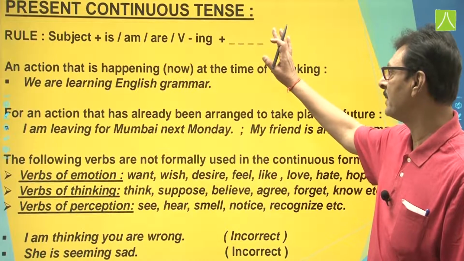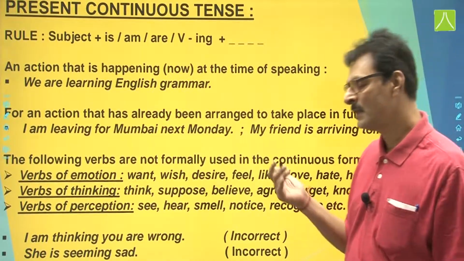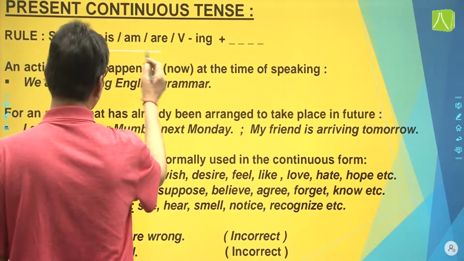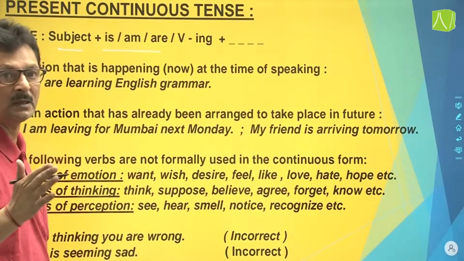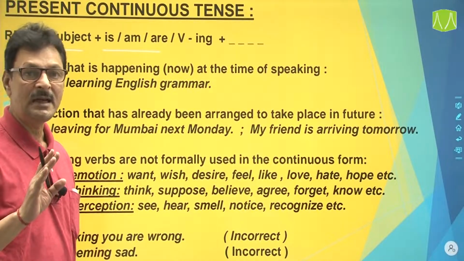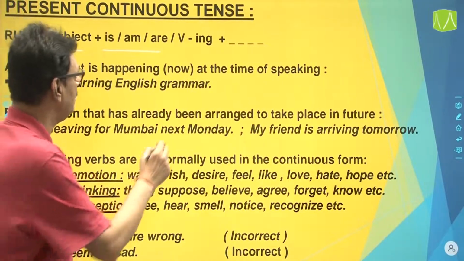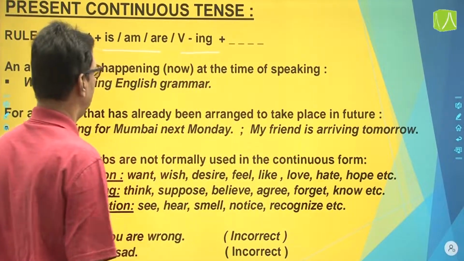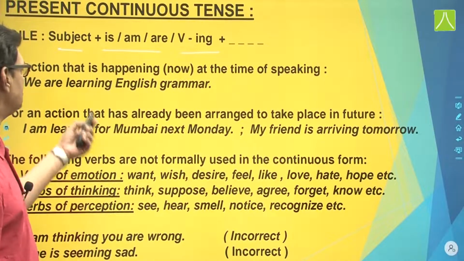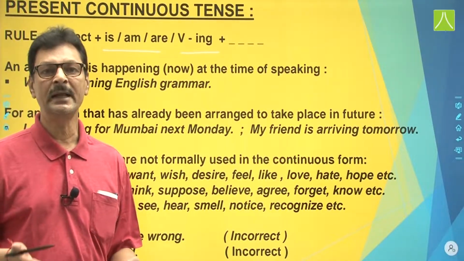Moving on quickly with the present continuous tense, the easier one. The syntax for this is subject plus is, am, are, as per the subject. I takes am, singulars take is, and the plurals take are, plus the ing form of the verb. This is used to show the action that is happening now at the time of speaking. For example, we are learning grammar now.